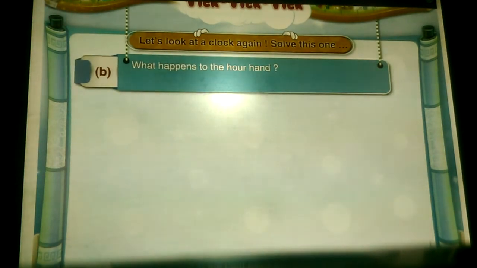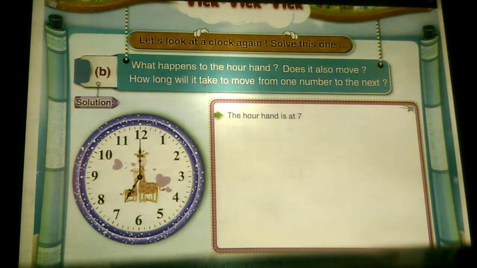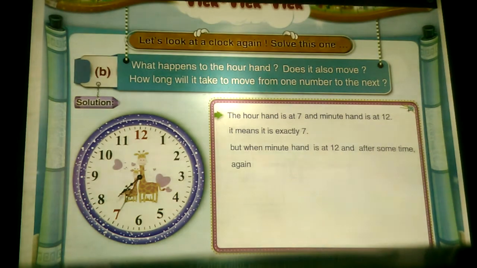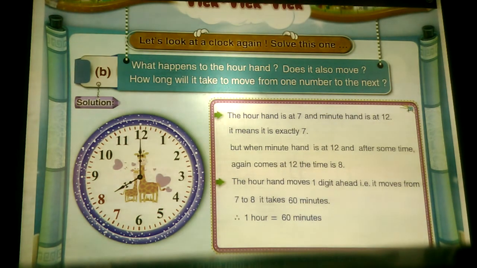B. What happens to the hour hand? Does it also move? How long will it take to move from one number to the next? Suppose the hour hand is at 7 and the minute hand is at 12. It means it is exactly 7. But when the minute hand is at 12 and after some time again comes at 12, the time is 8. So, the hour hand moves 1 digit ahead. That is, it moves from 7 to 8. It takes 60 minutes. Therefore, 1 hour equals 60 minutes.